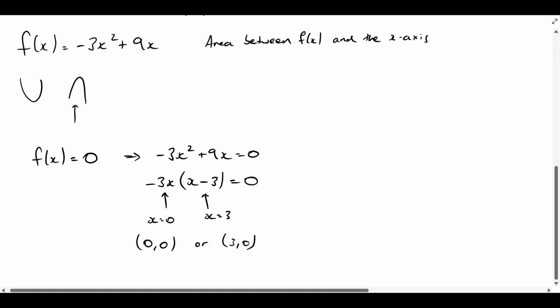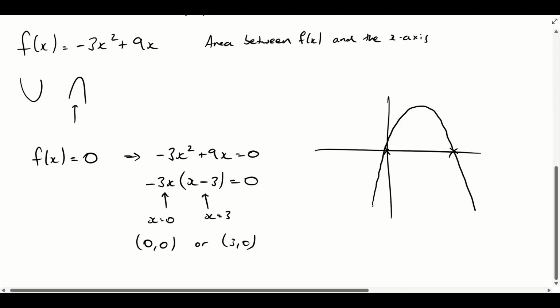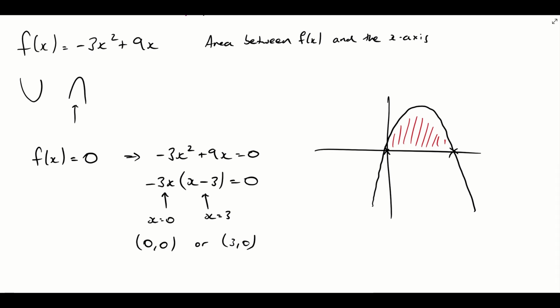So what that would look like graphically, this is my Cartesian plane. If I was to plot this quadratic, I have a root here at the origin and a root here at 3, and I'm going to do something like this because we know it's a sad face. So the area that I'm looking for is this area here. Now, I've only got one area to deal with, it's just the positive area, so I don't have to worry about splitting my integral up.